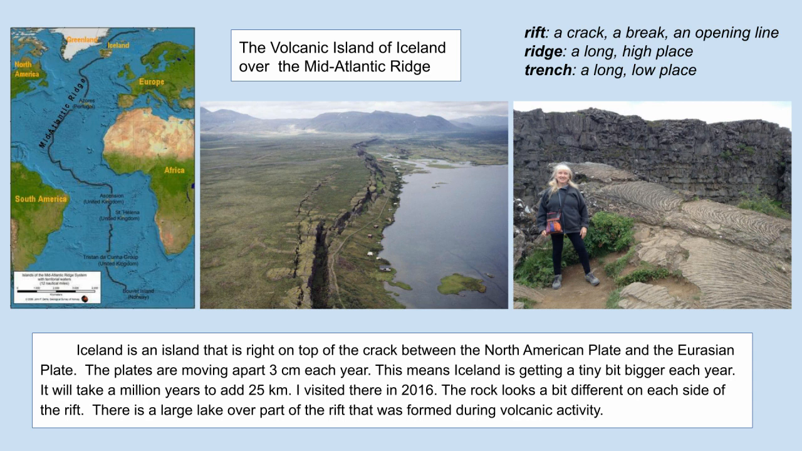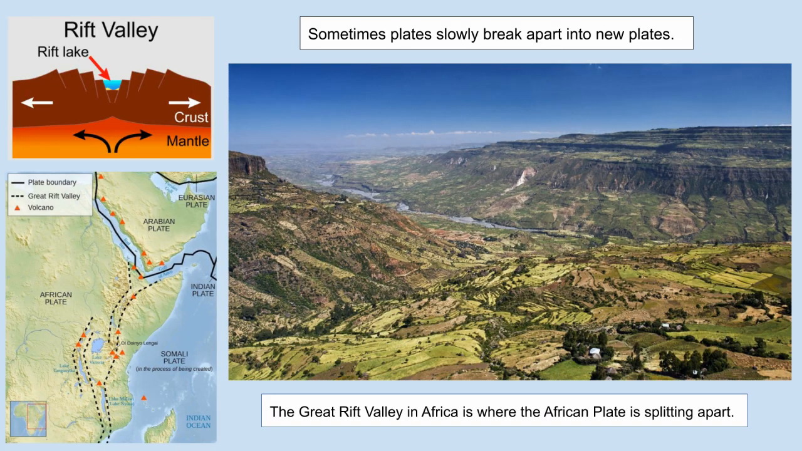I visited there in 2016. You can see me at the picture on the right. The rocks look a little different on each side of the rift. There's a large lake over part of the rift that was formed during volcanic activity. Sometimes plates slowly break apart into new plates. The Great Rift Valley in Africa is where the African plate is splitting apart, but it will take millions of years before it moves into the ocean.